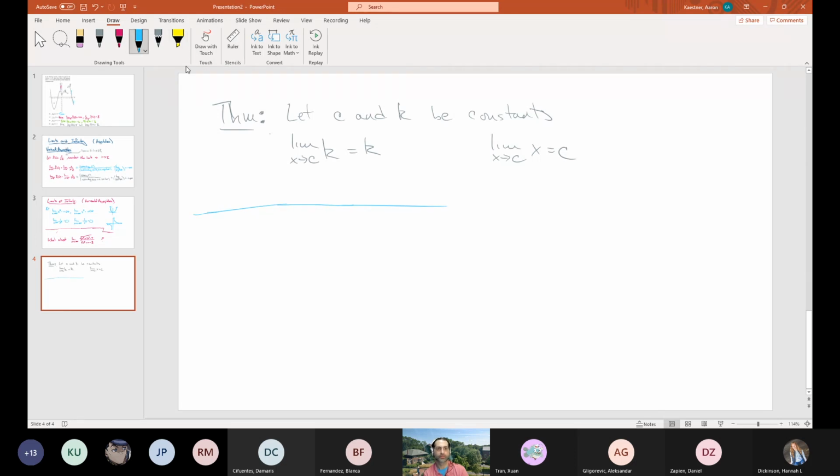A kind of related theorem is we can then take what we were looking at with those limits at infinity and extend that one a little bit further as well.